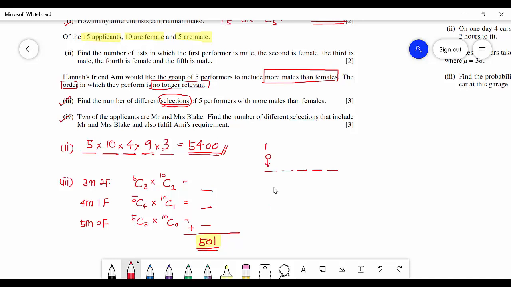Okay, and this is Mr. Blake. All right, and I want 3 males in the group, right? And 2 females in the group also. And I actually have 1 female also. This is Mrs. Blake.